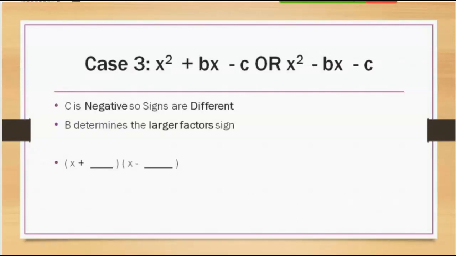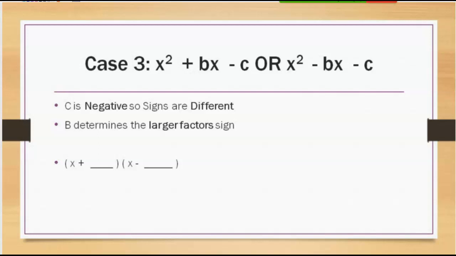The third and final case is the case in which your middle term is either positive or negative, but my last term is negative. So if my last term is negative, then my factors are opposites, meaning one is positive and one is negative. The B value determines which factor is positive or negative.